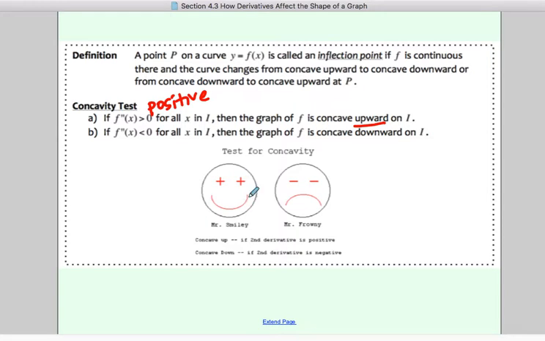So here's a nice little picture. Your second derivative, so two positives. And if it's positive, you are a smiley face. If your second derivative, so two negatives, is negative, then it is a frowny face, going downward, concave down. So positive up, negative down, which should make sense. The biggest thing you need to start remembering is your second derivative is concavity.